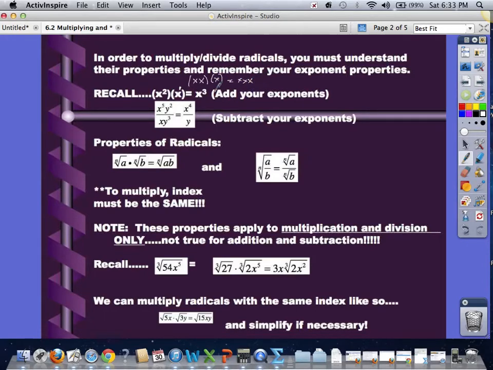So remember when you're multiplying variables with exponents, you add your exponents. When you are dividing your variables with exponents, you subtract them. Think about multiplying and addition, both are getting bigger, whereas dividing and subtraction, both are getting smaller.